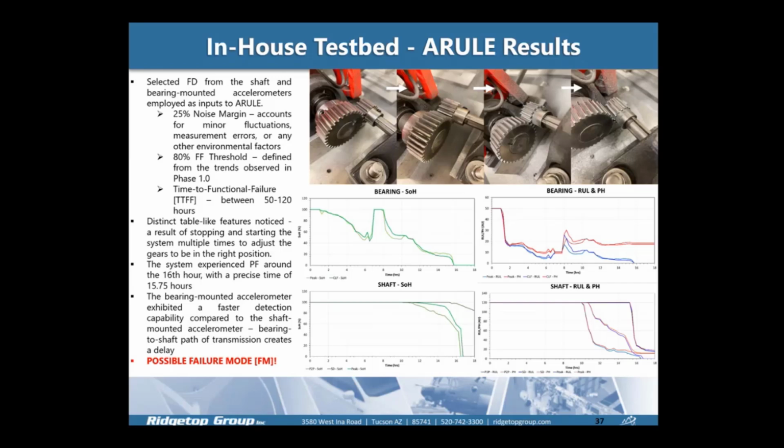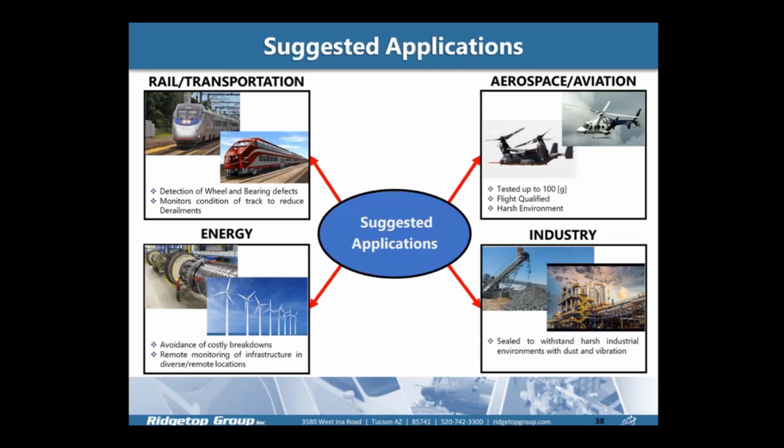Looking at those applications, some suggested markets or sectors for ARULE would be the rail or transportation sector, where you're trying to detect wheel and bearing defects and monitor the condition of track to reduce derailments. Likewise, in aerospace and the aviation sector, harsh environments, you want solutions up to 100G, and also in energy and the industry sectors. Next.